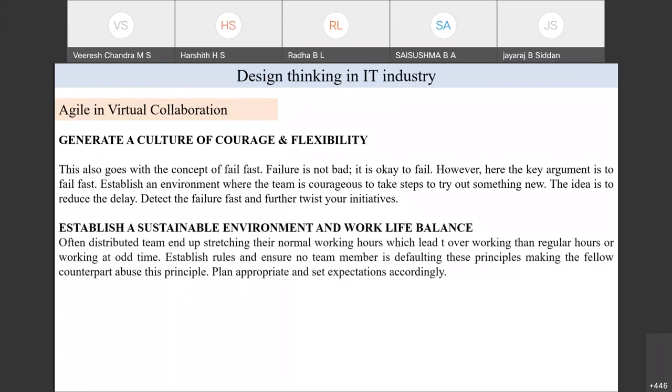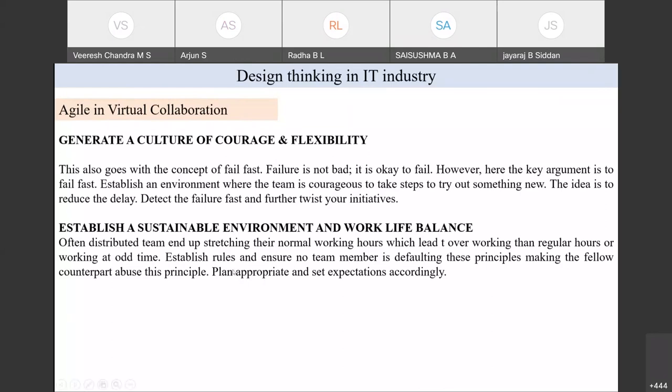Establish a sustainable environment and work-life balance. So what has become now? As we all know, people are working from home. They will be having team meetings at around 10:30, 11, 11:30 p.m. Usually when they used to go directly to the IT industries, they had a 9-to-5 job, and even the meetings were arranged within that time frame. But now, even at 11:30 or 12, because I have seen it, work and life are not balanced perfectly.